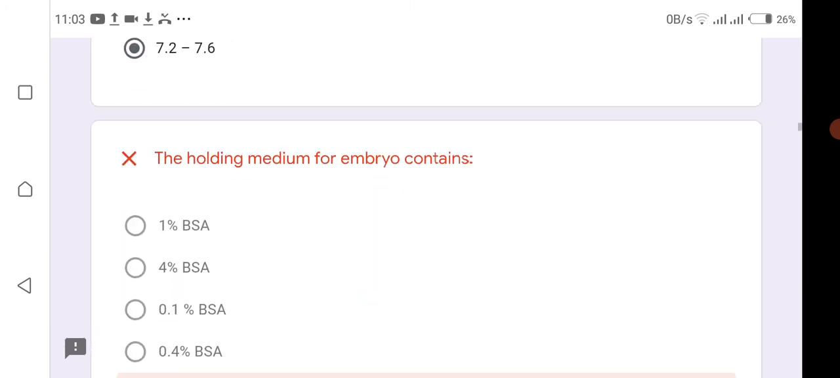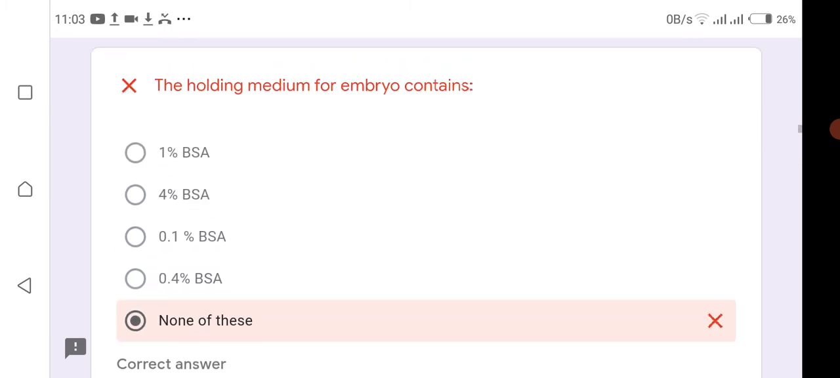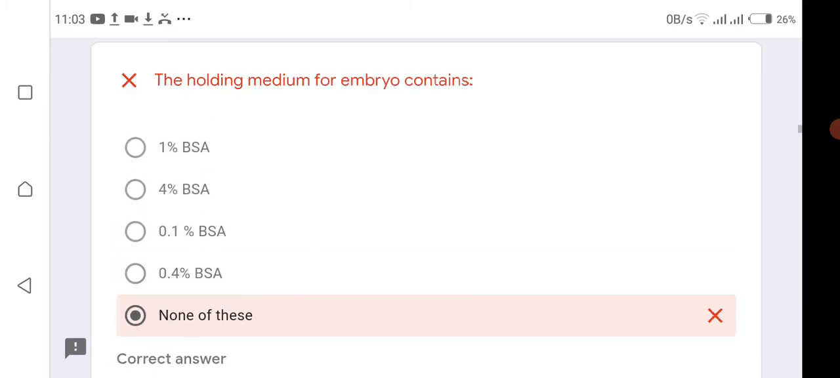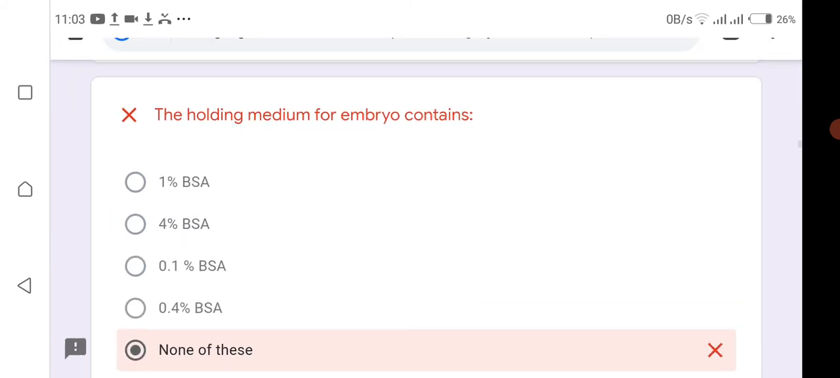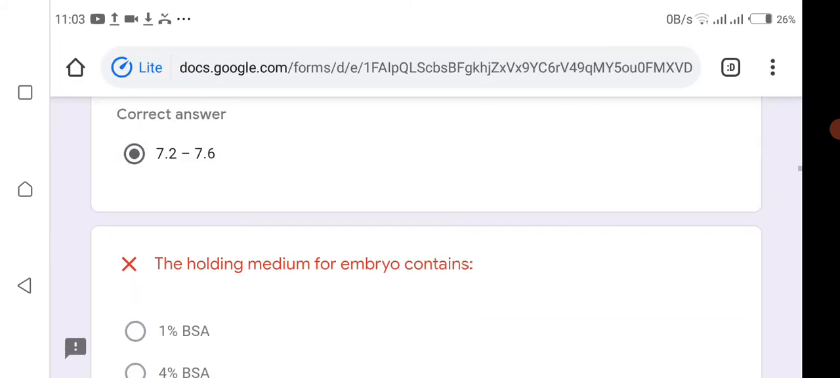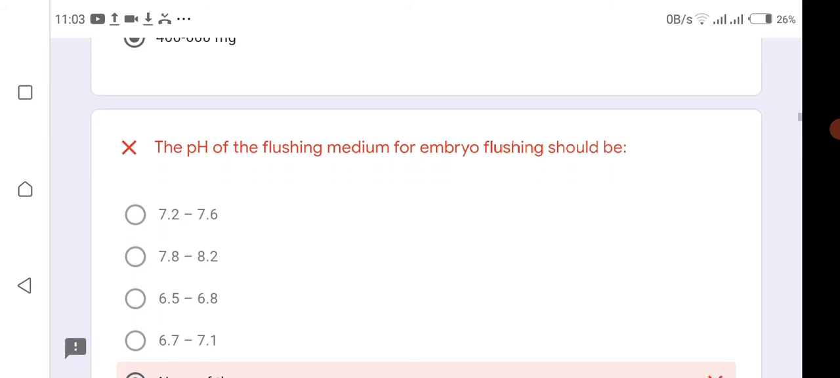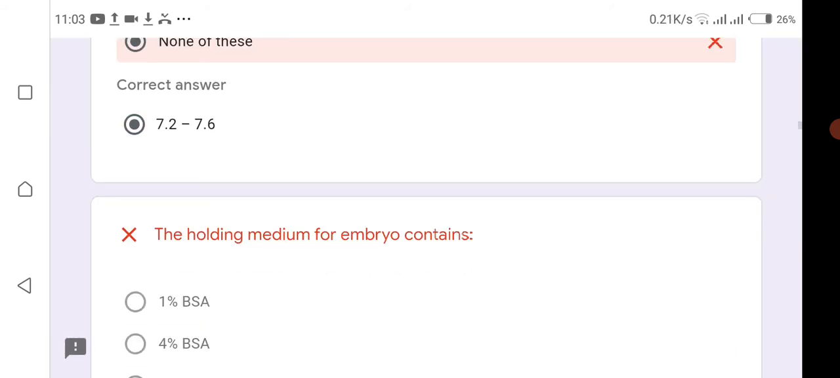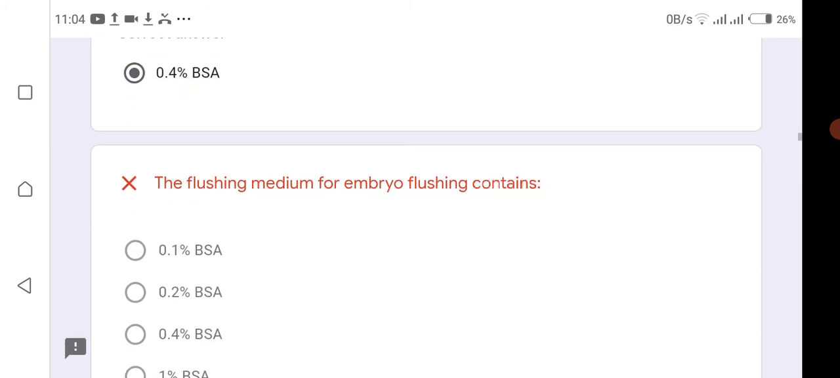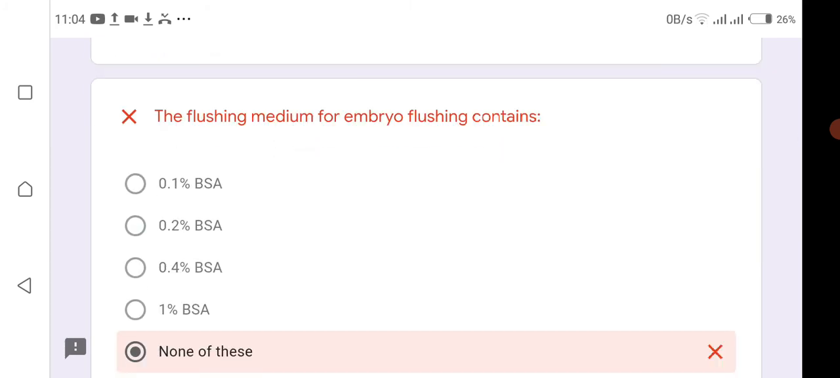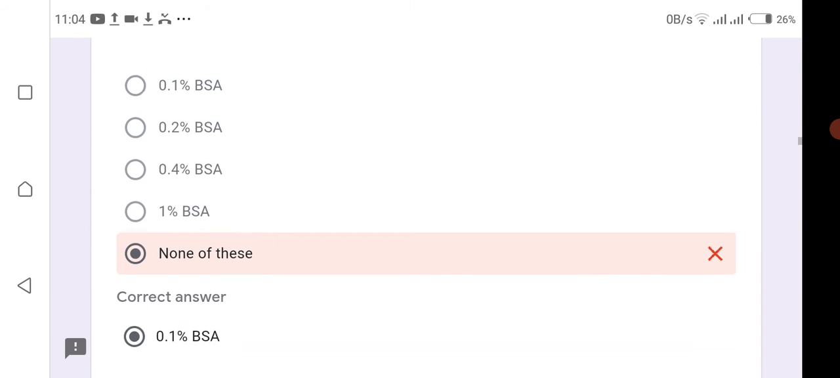The holding medium for embryos contains 0.4% BSA. Bovine serum albumin is at the ratio of 0.4% in holding medium for embryos, and 7.2 to 7.6 is the pH of flushing medium of embryos. 0.4% BSA is for holding medium of embryos, and the flushing medium for embryo flushing contains 0.1% BSA.